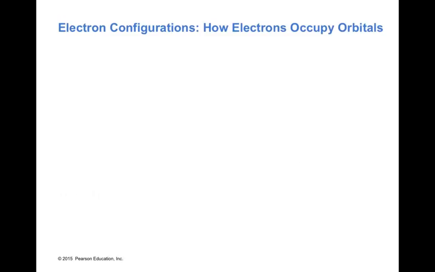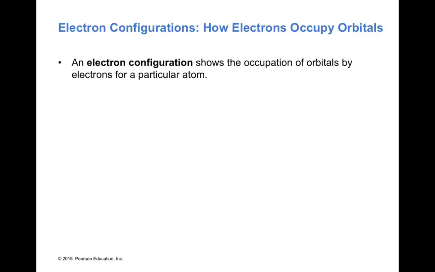So let's talk now about the electron configuration, how electrons occupy the orbitals, okay? What is the arrangement of those electrons? An electron configuration shows the occupation of orbitals by electrons for a particular atom. Remember that each atom has a specific number of electrons. Hydrogen is number one, so it has one proton, one electron. Helium has two protons, two electrons, okay? So each atom has a specific number of electrons, and they also have a specific way of arranging those electrons in the atom.